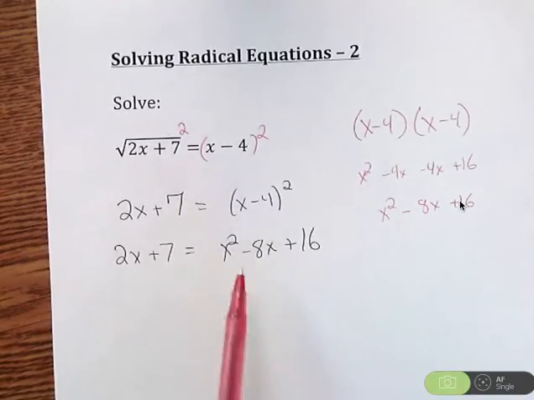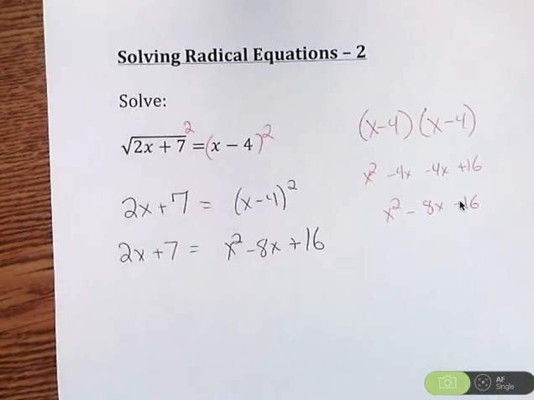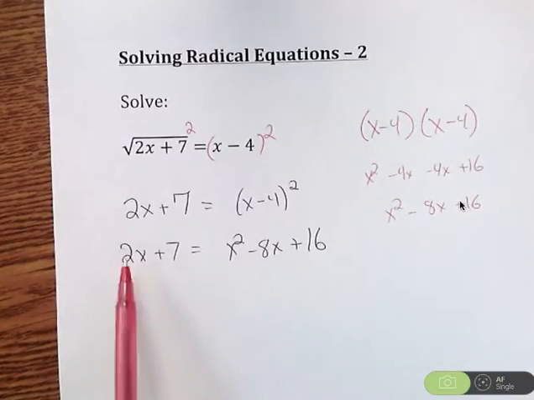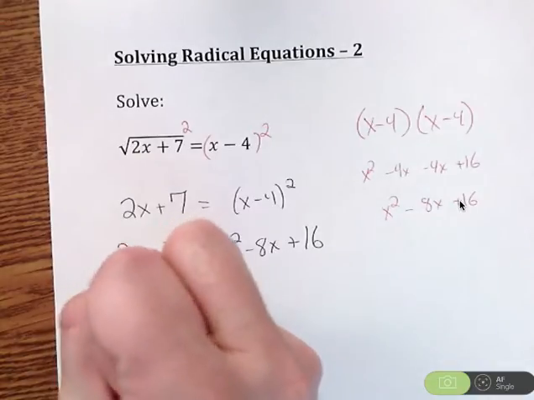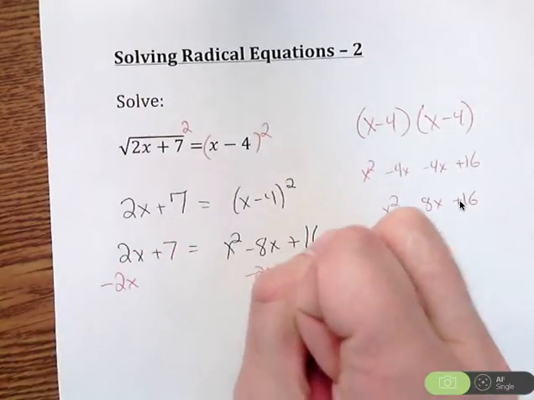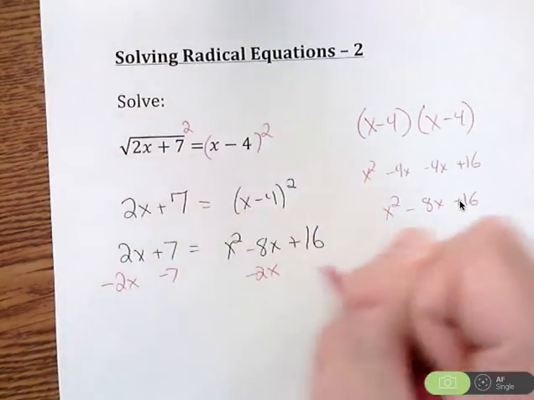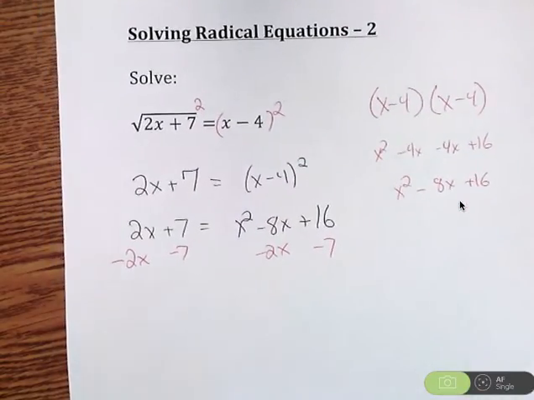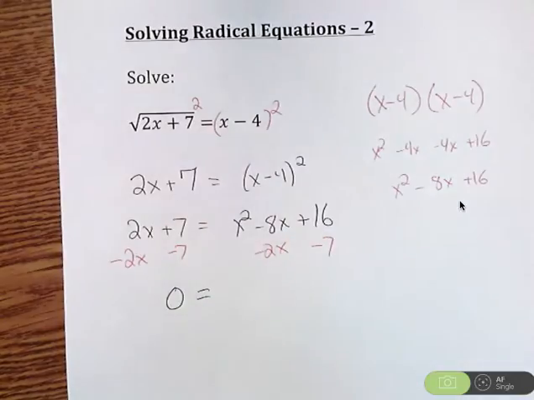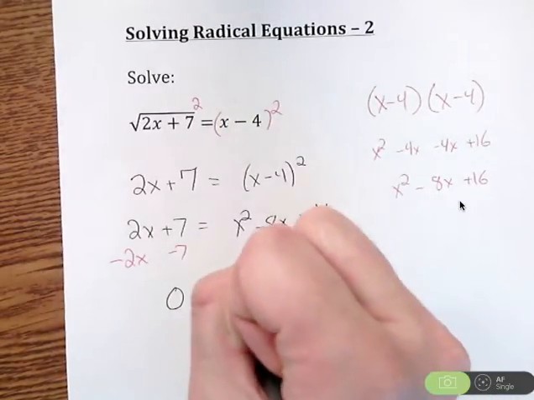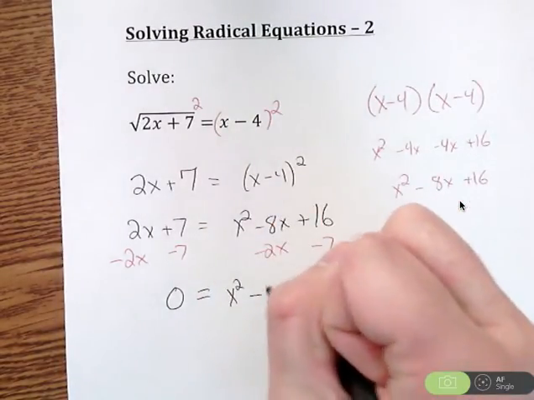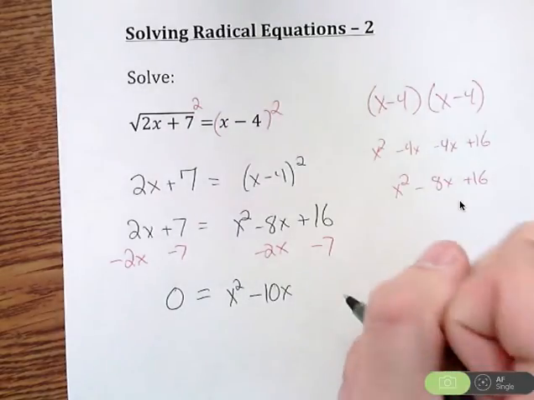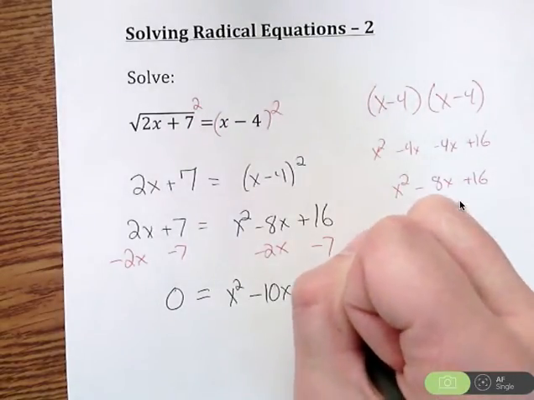To solve quadratics, we want to make sure it's set equal to 0 first. So I'm going to move everything on the left side over to the right side. To do that, I'm going to subtract 2x from both sides, and I'm also going to subtract 7 from both sides. What that gives me is a 0 on the left side, which is what I wanted. On the right side, I have x squared minus 10x plus 9.